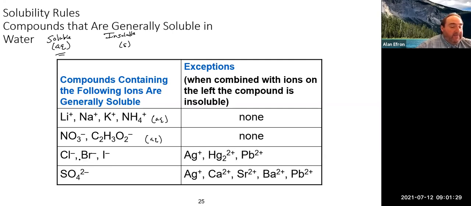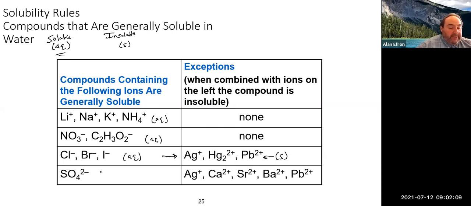If you have anything that has chloride, bromide, or iodide in it, it should always be soluble. But there are some exceptions. The exceptions are if any of those, chloride, bromide, or iodide, hook up with silver, mercury 1, or lead, then they are not going to be soluble. They're going to be the opposite, which means insoluble, and these would get the solid symbol. Again, if silver is hooked up with chloride or bromide or iodide, you would expect it to make a solid.